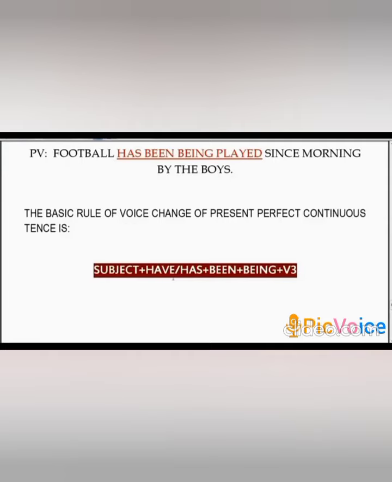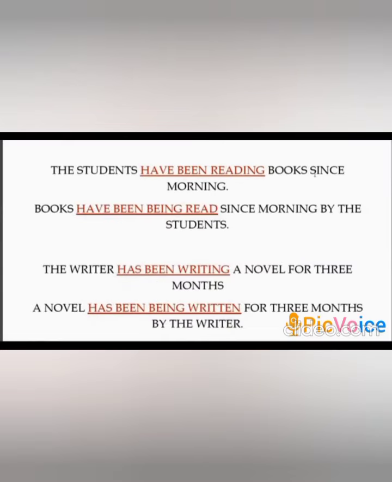The basic rule of voice change of present perfect continuous tense is subject, have or has, plus been, plus being, plus V3, as I explained to you in the example. Let us see some more examples.